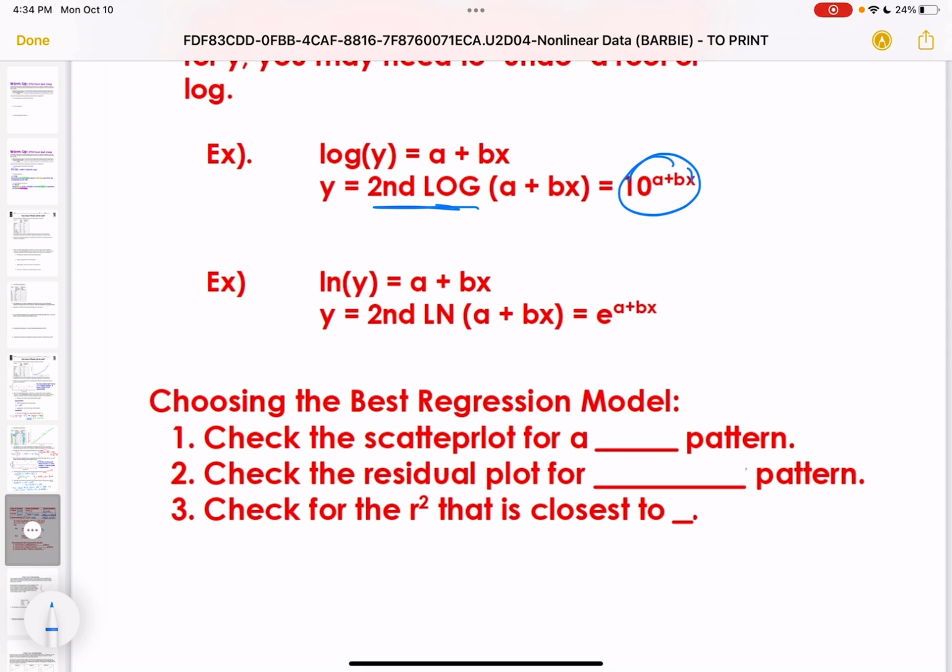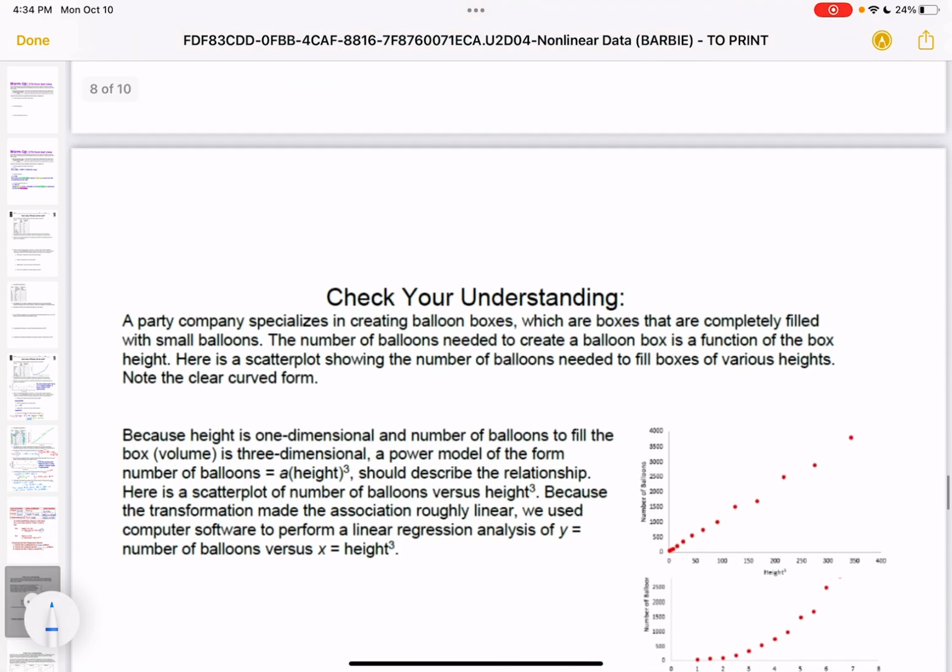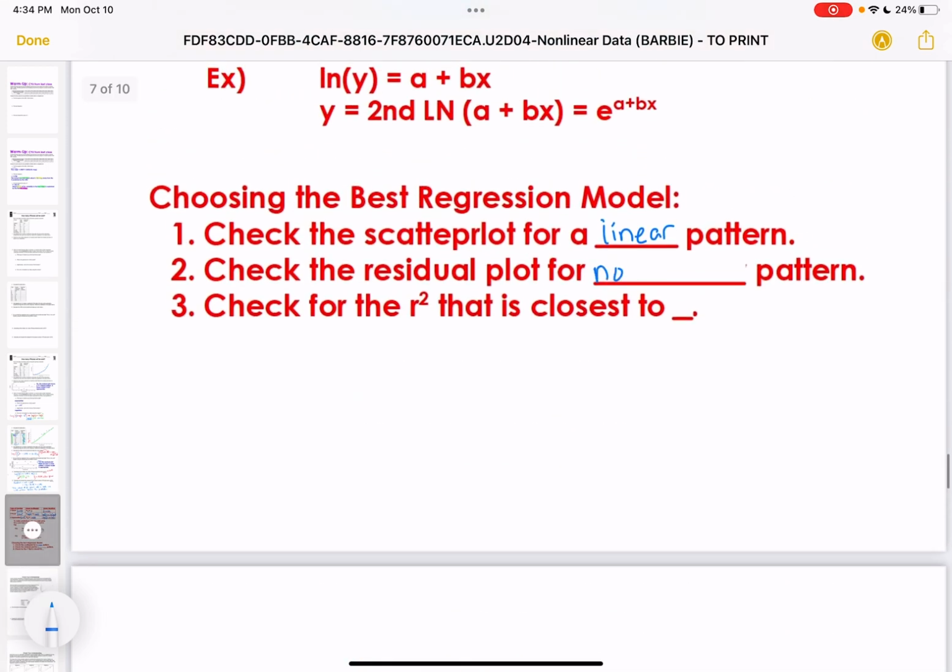So here it's important to remember to check this. The first thing to do here is to check the scatter plot for a linear pattern. All right, we always want to make sure that we have a linear pattern. Next thing to do is to check the residual plot for no clear pattern. We don't want a clear pattern in our residual plot. And the last thing we can do to see which regression model is best is look at your R squared and see which one has it closest to 1.